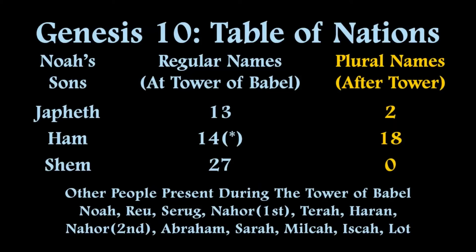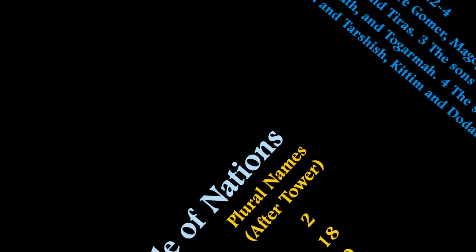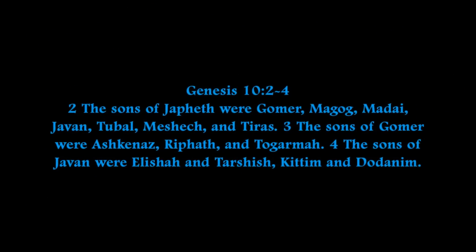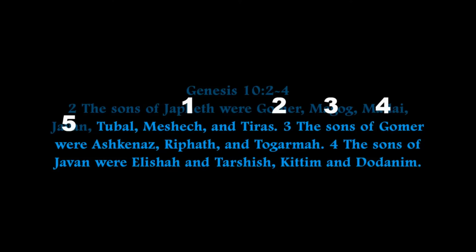Jewish tradition has the number of nations that started after Babel at 70, even though you'll see there are more than 70 names listed. Let's count it together. First, we start with Japheth's descendants. Let's start with Japheth himself. 1, 2, 3, 4, 5, 6, 7, and 8. We don't have to count Gomer here since he's already counted in verse 2.